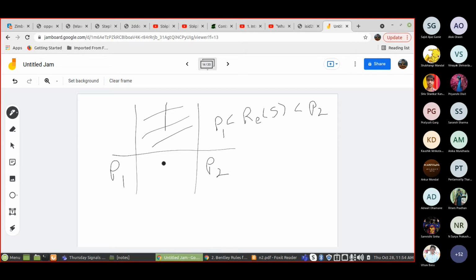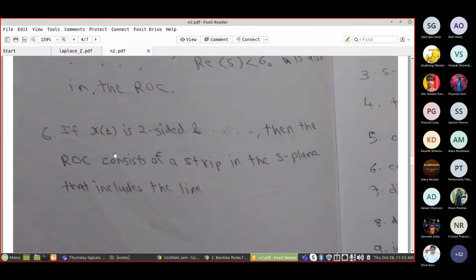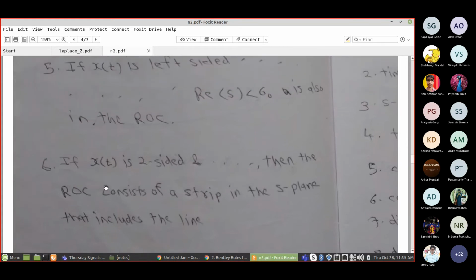And if we take any sigma naught, this property is there in the book, you can check that. If sigma naught is in the ROC, then everything to the left of sigma naught, which is greater than P1, is in the ROC, and everything to the right of sigma naught, which is less than P2, is in the ROC. This is what the sixth property says. I forgot to complete it somehow. Sorry about that, but it is there in the book.